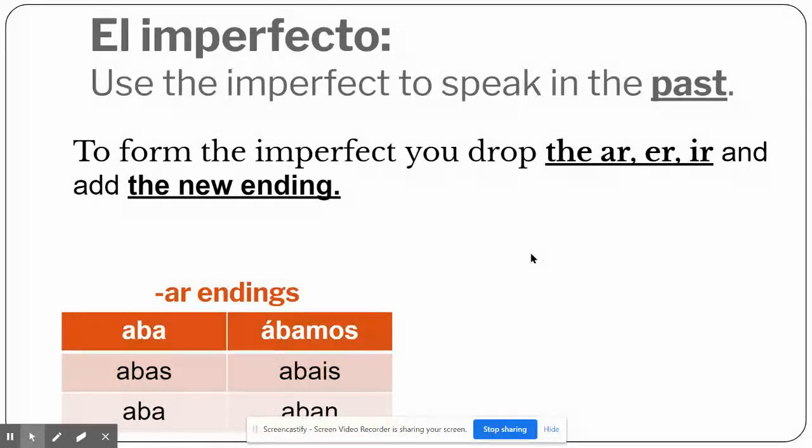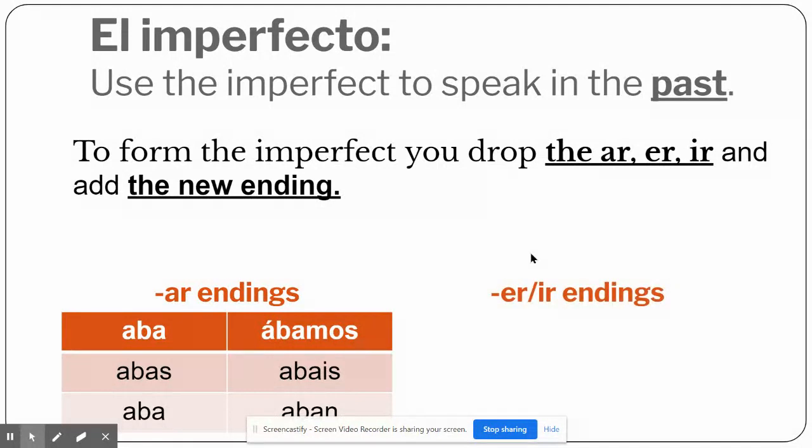So for example, if I was saying I was talking, we know hablar is to talk or to speak. I take away that AR ending and then add the new ending back on. So I was talking, I would say hablaba. Or if I was saying we were walking, caminábamos. Or let's think of another example here. If we were kind of looking at pasar, pasaban. So all we're doing is just taking off that ending, put one of these back on.